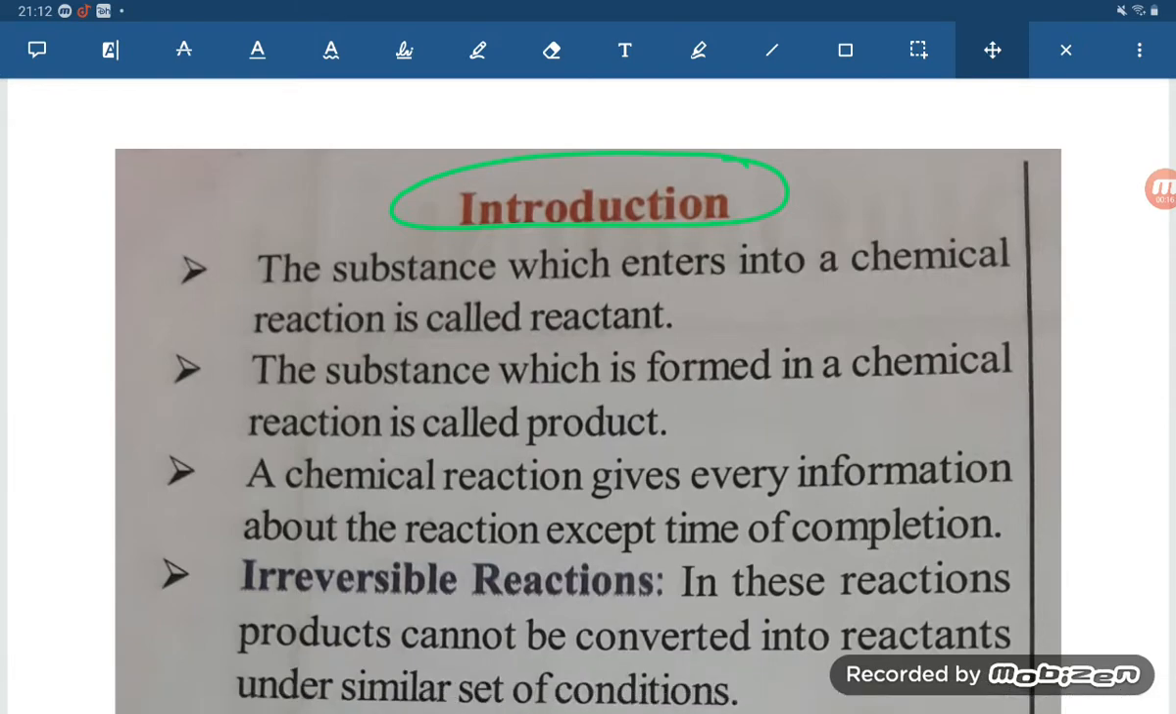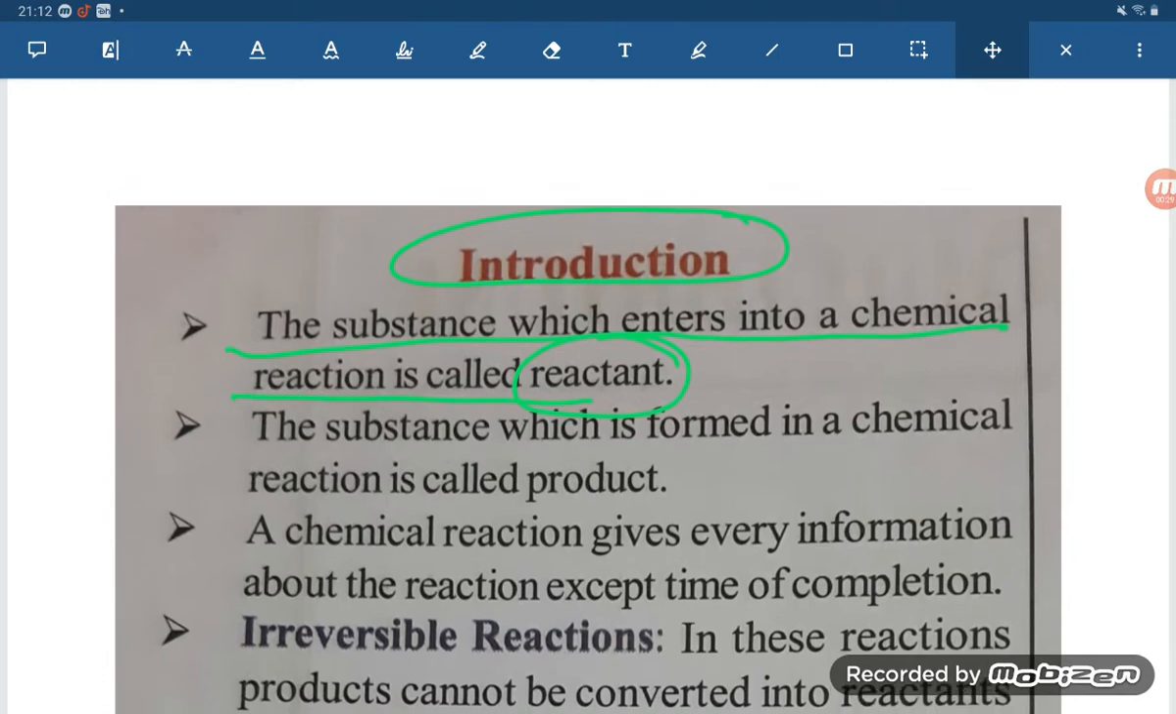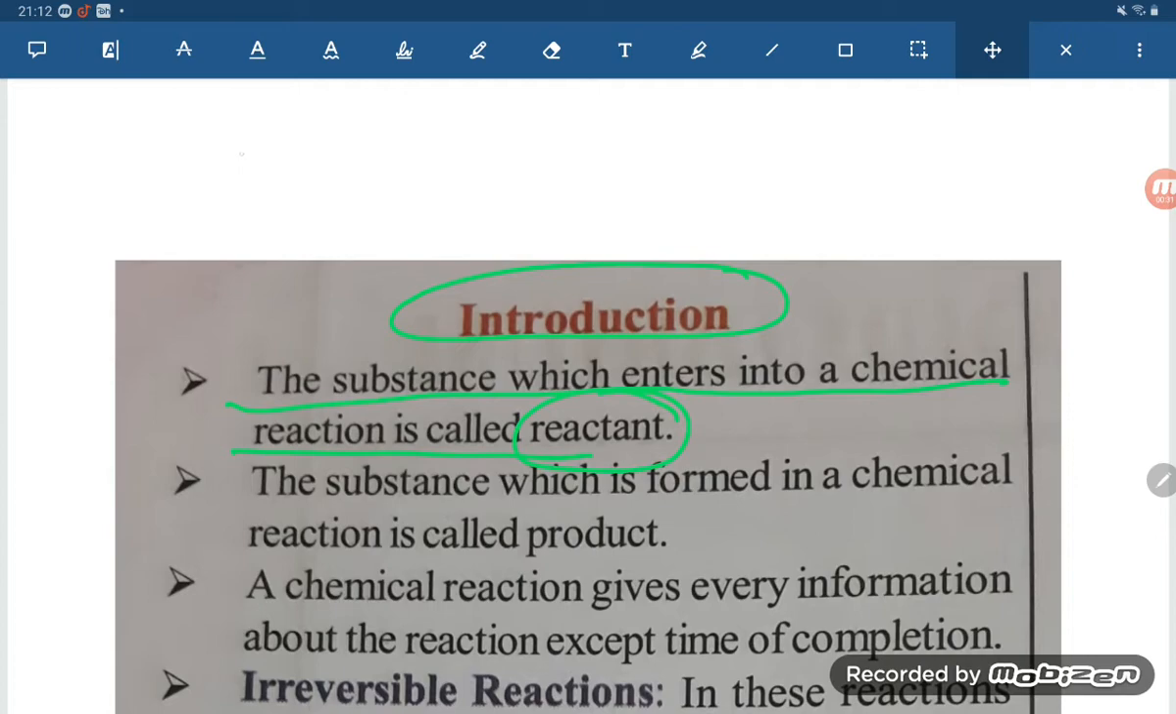In chemical equilibrium, the first thing: the substance which enters into the chemical reaction is called a reactant. Whatever substance is going to enter into the chemical reaction is called a reactant. Suppose N2 plus 3H2 combine to give the product. So what are these entering into the chemical reaction? They are known as reactants, right, students?